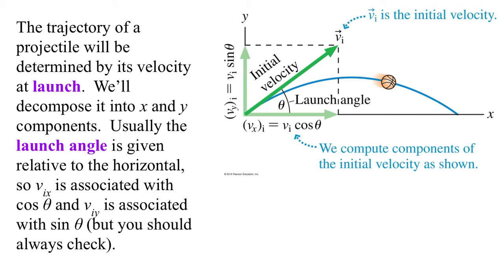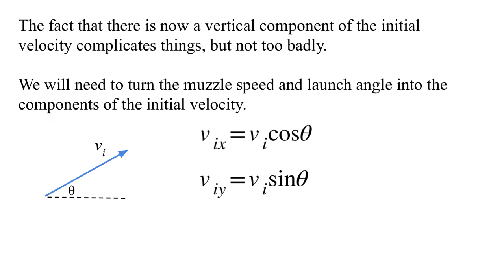Right, we see here again, we launch at some angle. The velocity points along that angle. Of course, the object itself undergoes the parabola. It doesn't go straight along the initial velocity. It's bent downward by gravity. And then we break this into our usual triangles. The fact that there's now a vertical component of initial velocity complicates things, but not too badly.